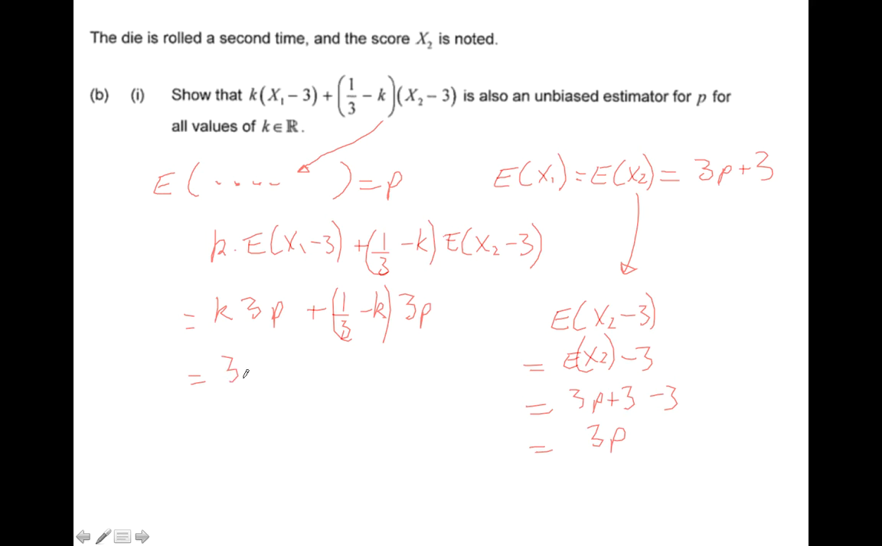So this is 3pk plus 1/3 times 3p, which is p, and minus 3pk. That's equal to p. So we've done what we need to do. The expected value of this kind of messy expression comes out to be actually p. So not too bad.